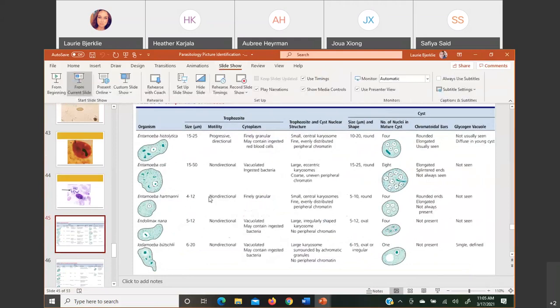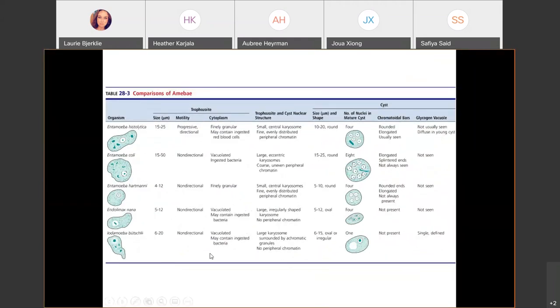Actually, we can just do this. Let me put up a whole slide there. So here are the amoebas in the trophozoite and the cyst stage, with their different characteristics. Entamoeba histolytica, of course, is the main pathogen out of the bunch. I said the rest of them aren't something that we worry that much about.